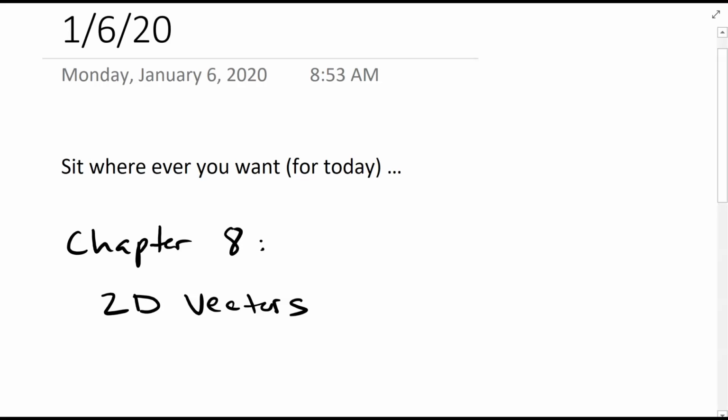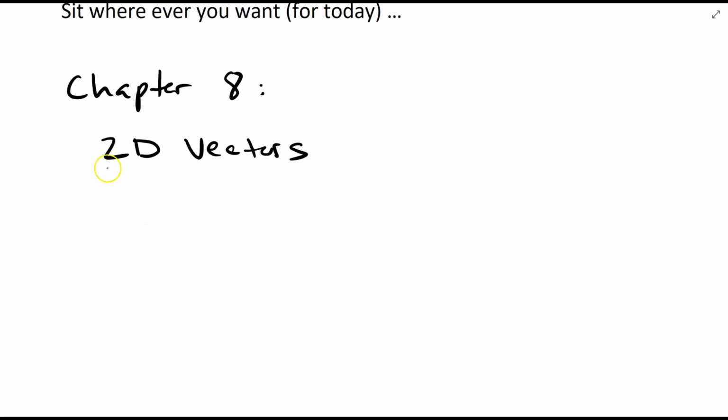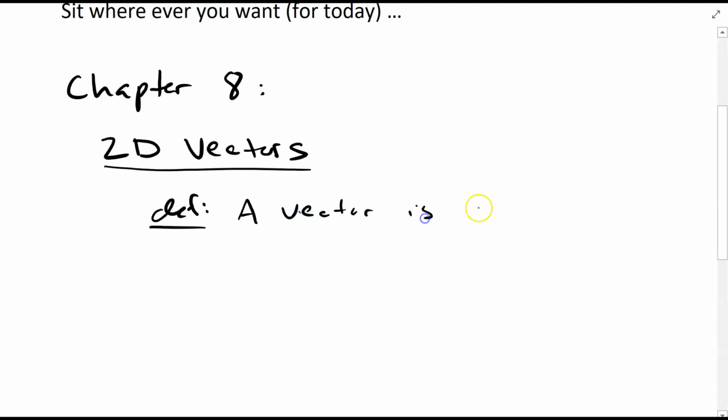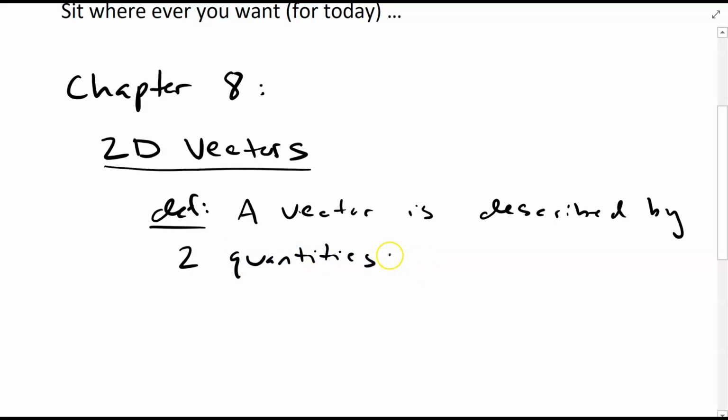All right, so we're going to start by talking about 2D vectors today. Let's start by definition. A vector has two quantities that describe it. Those quantities are magnitude and direction.